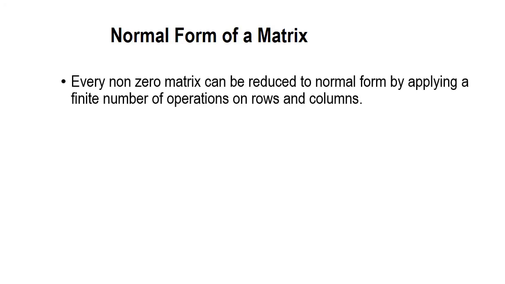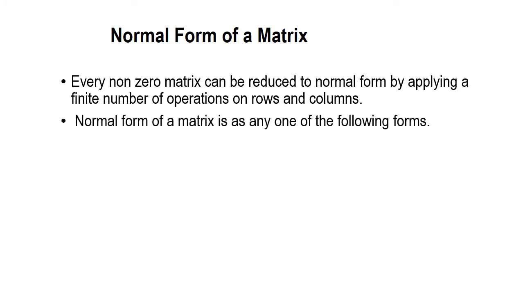Every non-zero matrix can be reduced to normal form by applying a finite number of operations on rows and columns. That means by applying the elementary operations of rows and columns, we can reduce a matrix into a normal form. Elements are unity and other elements are zero. So it is a diagonal matrix. We are reducing a given matrix into a normal matrix, means it is a diagonal matrix.